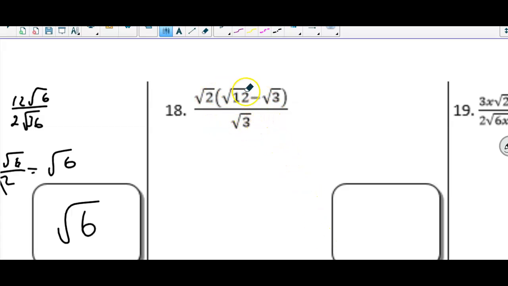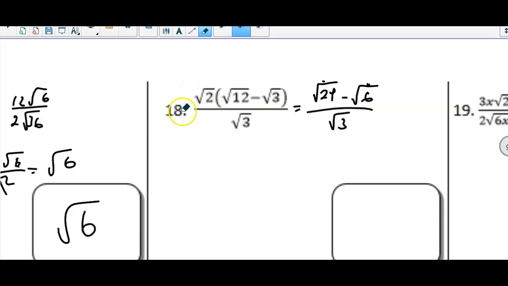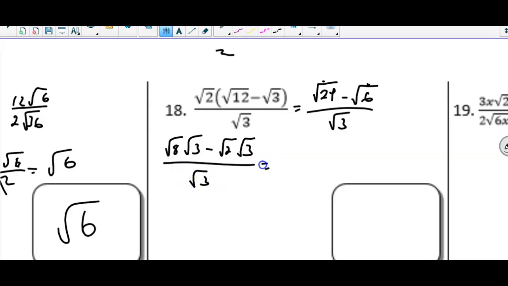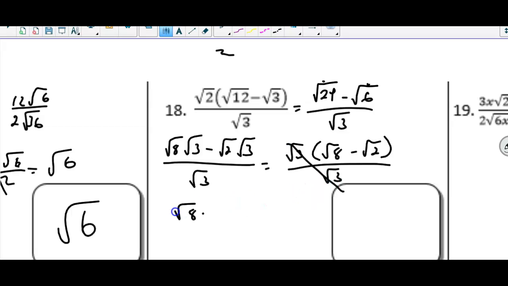Alright, for this one, let's simplify the top first. So that gives me the square root of 24 minus the square root of 6 all over the square root of 3. Now, let's see. Can we simplify this any? Yeah. Our top is divisible by 3. So the square root of 24 I'm going to write as square root of 8 times square root of 3, and this one I'm going to write as square root of 2 times square root of 3, all over square root of 3. A little advanced here, but I'm going to factor out square root of 3. So now that cancels. So I have square root of 8 minus square root of 2.